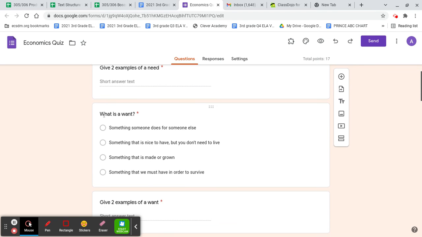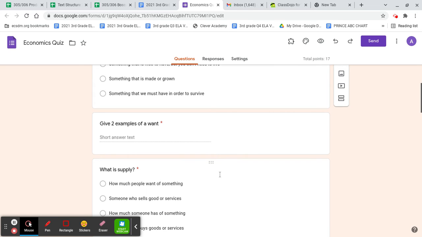The next question is, what is a want? Something someone does for someone else, something that is nice to have but you don't need to live, something that is made or grown, or something that we must have in order to survive. Then you're going to give 2 examples of a want in the box below.